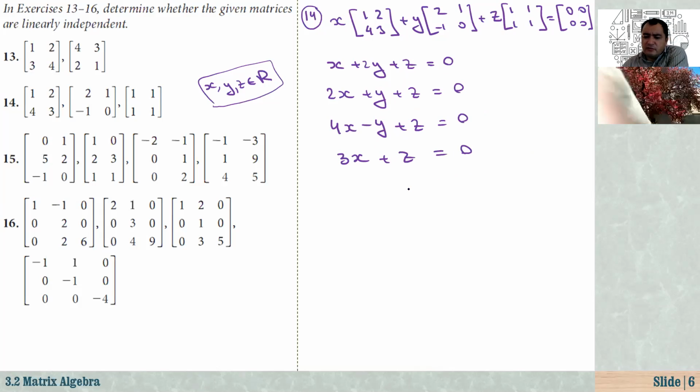Now, if you just solve this by the Gauss-Jordan elimination method, if I form our augmented matrix, the first row is 1, 2, 1. The second one is 2, 1, 1. The third one is 4, negative 1, 1. The last one is 3, 1, 0. We just know that we have a 0 column here. Usually, if you know that we have a 0 column, you don't have to write it to save time. Now we have to reduce this to echelon form.